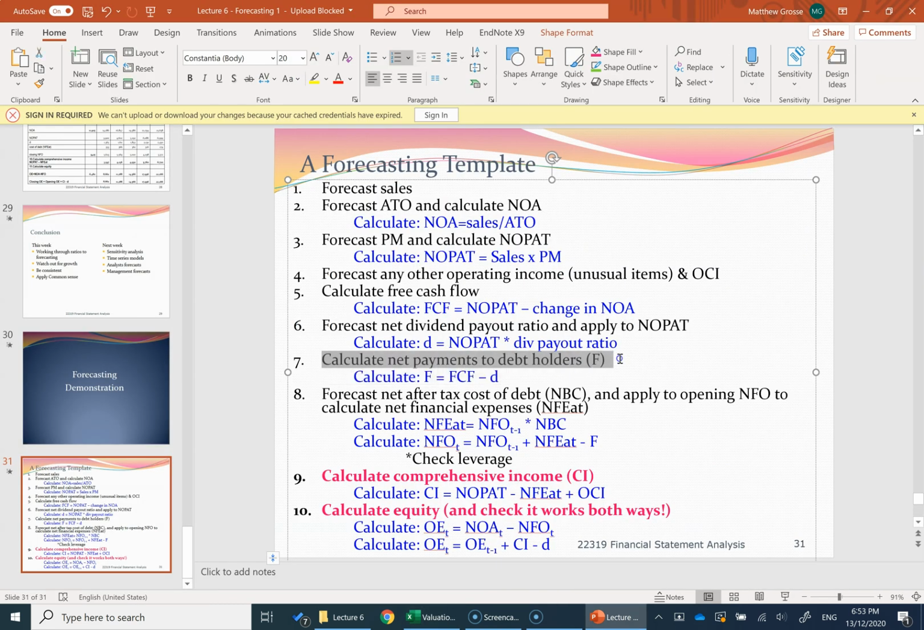Step 7 is to calculate net payments to debt holders, and we use the notation F. The net payments to debt holders can be calculated as free cash flow minus any dividends. And the logic to remember this one is free cash flow is the money left over in the business after you've invested in all your operations. So free cash flow can only be used for 2 things. It can be used to pay equity holders, or it can be paid to debt holders. So if we've already forecast our payments to equity holders with dividends, the remainder must go to our debt holders.